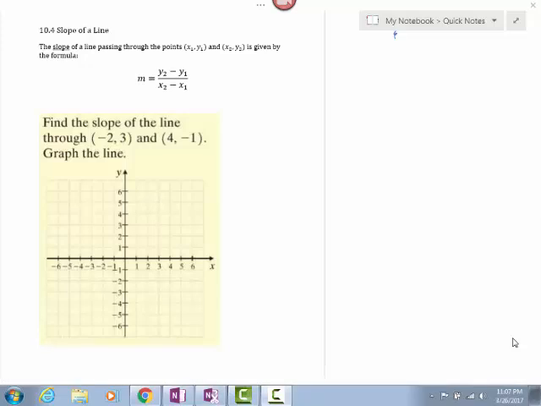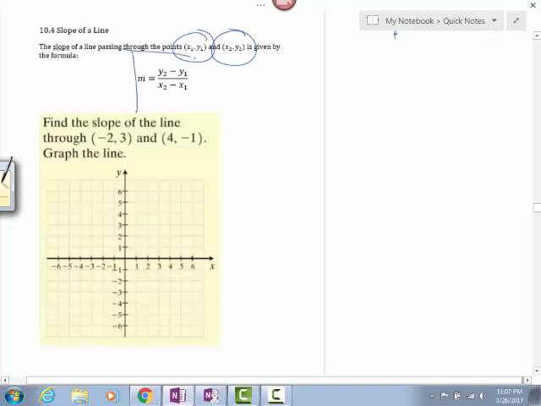10.4 is talking about this thing called the slope of a line. And so we have a formula here. We're going to start off with the formula right away, and we're going to figure out how to use it. And it says the slope of a line passing through points x1 and y1, and x2 and y2 is given by this formula that we have right here.